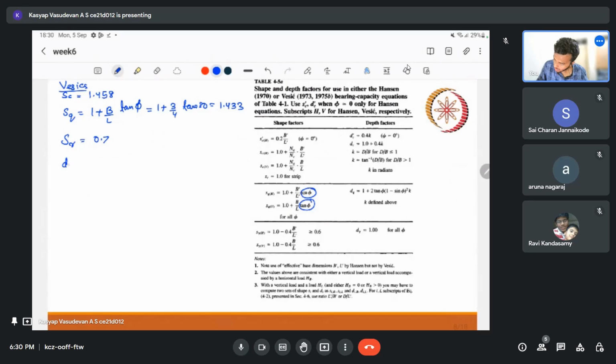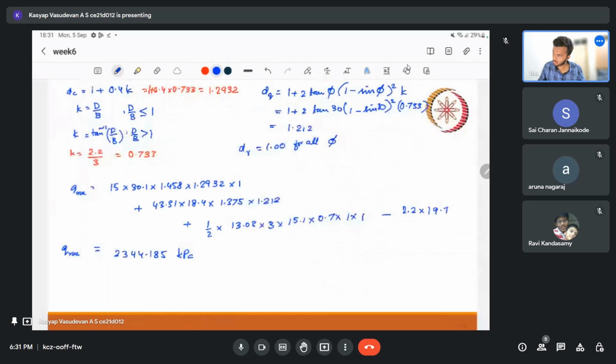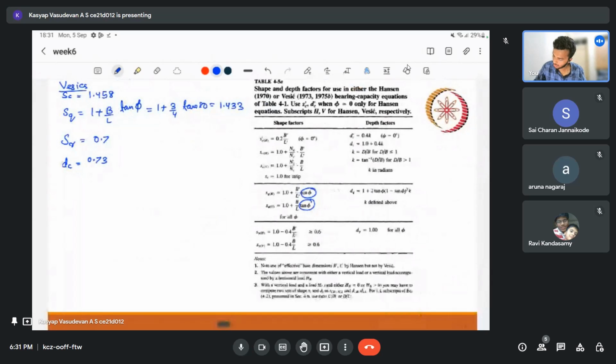So dc is equal to the same thing that we had before. Okay, not, this was the k value, right? dc is equal to 1.297, dq is equal to 1.212, and d gamma is equal to 1. So this is the same as Hansen. If you look at it, there is only one particular thing that is common for both. Let us just substitute and see.